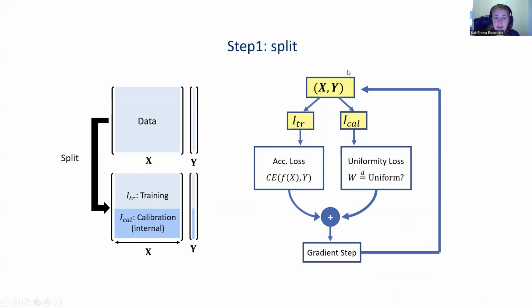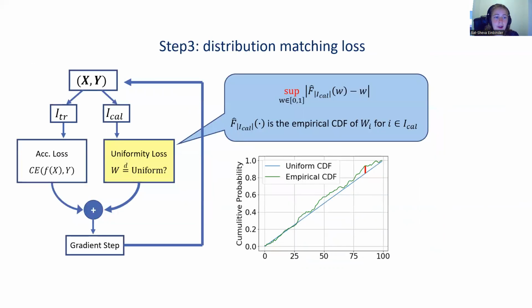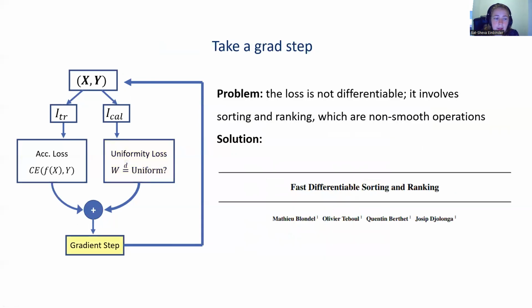We split our training set into two distinct subsets, I train and I calibration. For each subset, we compute a different loss function. For I train, we compute the cross entropy loss, which is the accuracy loss. You're probably all familiar with it. And for I calibration, we compute the new loss function we propose, which is the uniformity loss. It returns the maximum distance between the empirical CDF of the scores and the true CDF of a random uniform variable. Finally, we sum up these losses and take a gradient step.